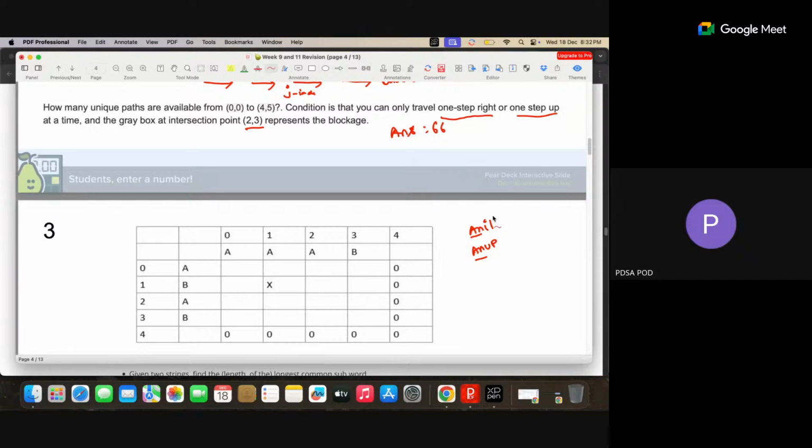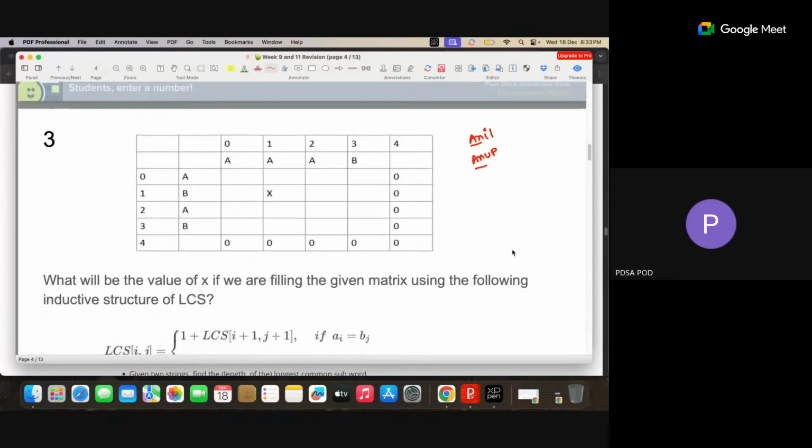We are trying to find the longest common subsequence, meaning the length of the common subsequence. It is sequential, with no skipping of characters. Like AN and AN is a common subsequence. That is what we want to find, but please read the question carefully.